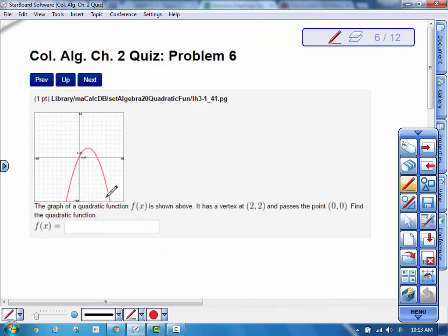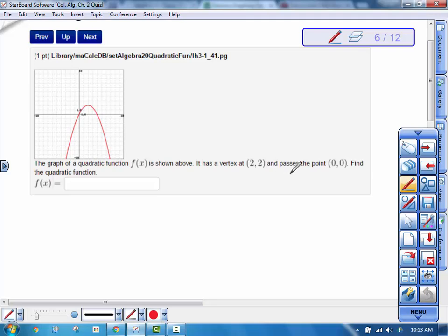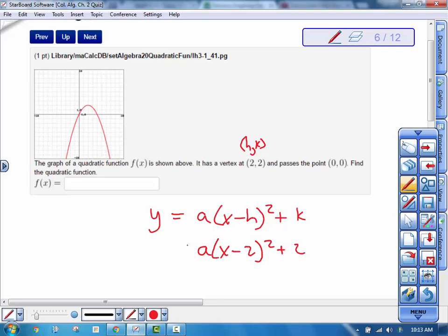All right, the next problem wants us to find a quadratic. On the formula sheet, this says it just wants a quadratic function. So the easiest function to use is what we call vertex form. The book calls this standard form a lot, but on our formula sheet we call it vertex form, because it gives the vertex (h, k) right there, and it gives another point, (0, 0). So I'll plug in (h, k), so it'll be a(x - 2)^2 + 2.